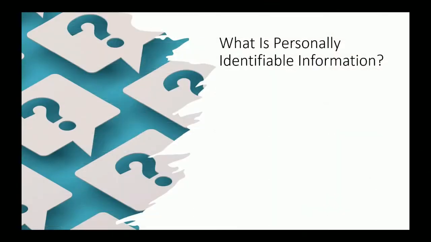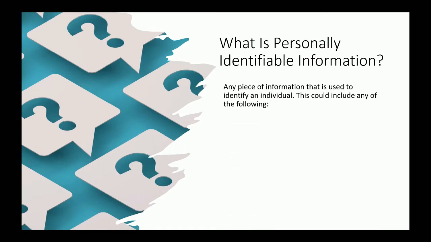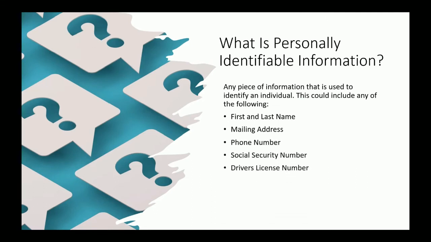What is personally identifiable information? Basically, that's any piece of information that can be used to identify an individual or a person. This could include any of the following. It could include your first and last name, your mailing address, your phone number, your social security number, your driver's license number, or even your date of birth. Any combination of these items could link back to you as an individual.